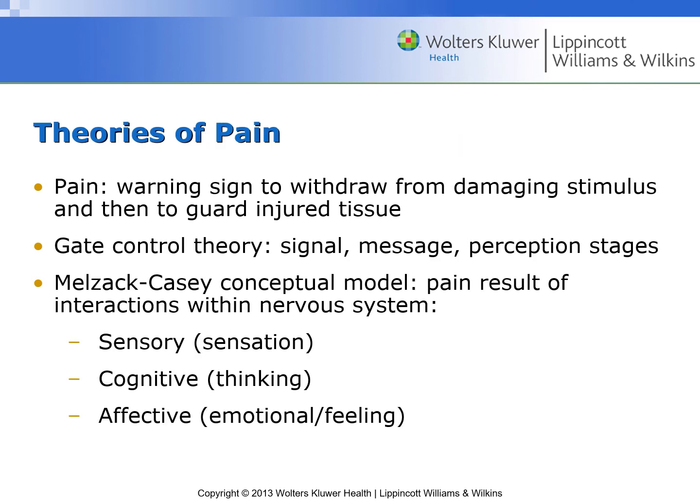Now let's discuss theories of pain. Pain is defined as a warning sign to withdraw from damaging stimulus and then to guard the injured tissue. The gate control theory says that the pain experience is broken down into 3 stages: the signal stage, the message stage, and the perception stage.